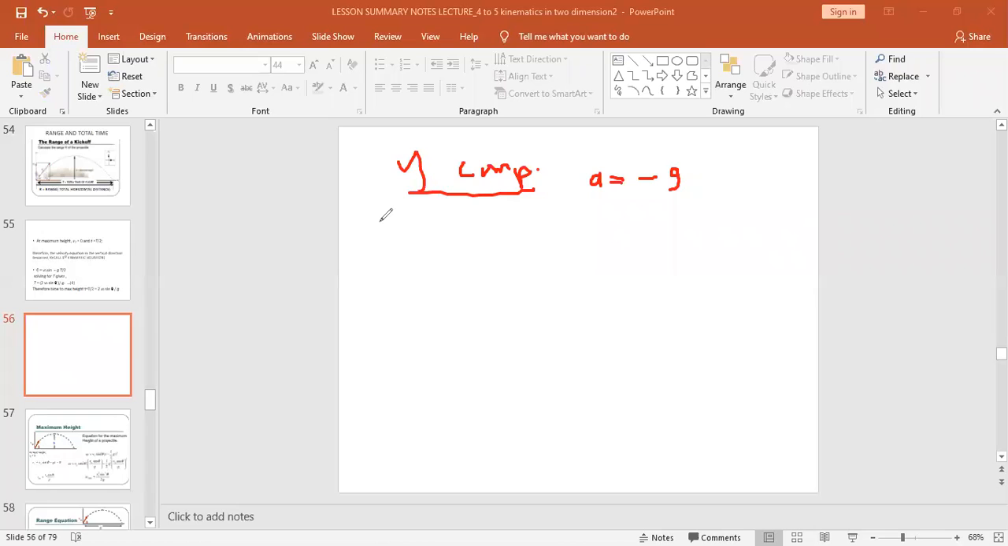Which means that we can apply the kinematic equations. For the kinematic equations, we have v_t equals v naught plus at, which is the first equation. Then we also have the third equation, v squared equals v naught squared plus 2a times the change in s. Then we have s final equals s initial plus what?